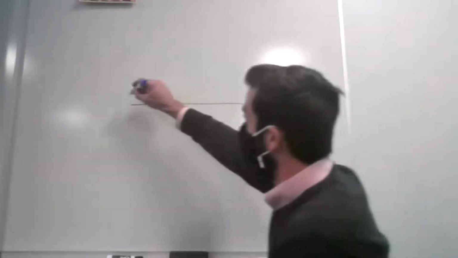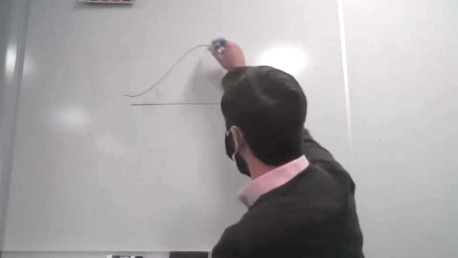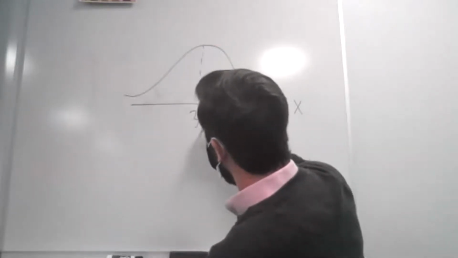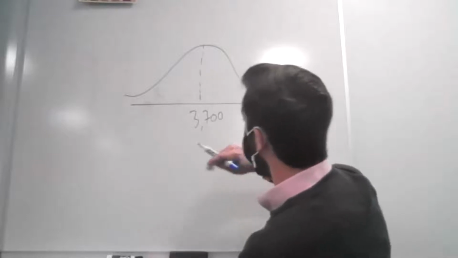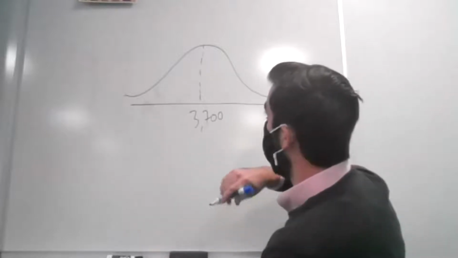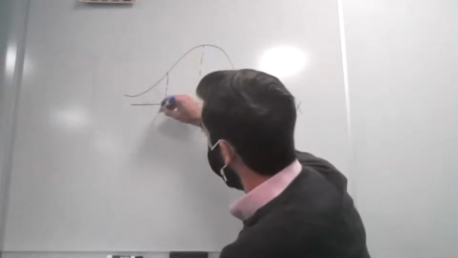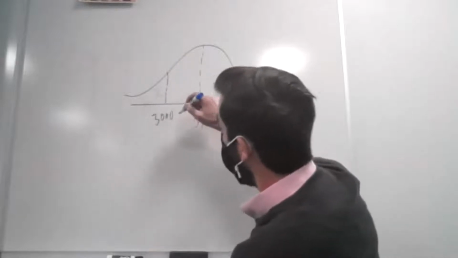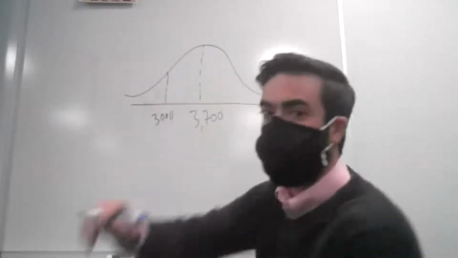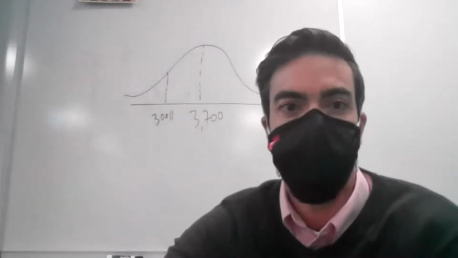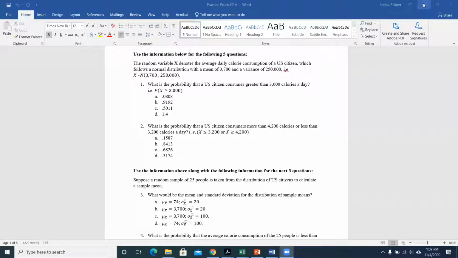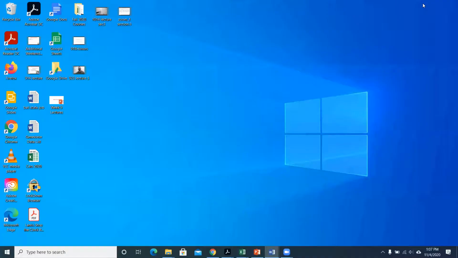So we've got this variable x. We know it's normally distributed, and it's got a population mean of 3,700. We wanted to know what's the probability that someone eats 3,000. I think it was greater. Let me just double check that so I'm not drawing this out for a different question. Yep, greater than 3,000 calories. So we're looking for this area, right? We want to know what's the probability that somebody has 3,000 or more, right?